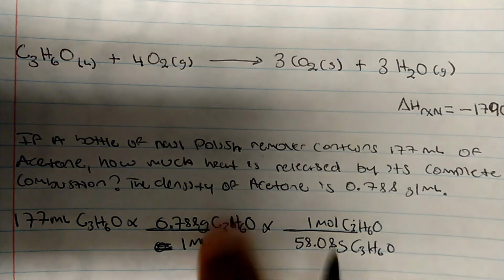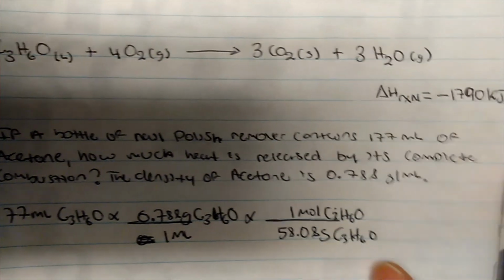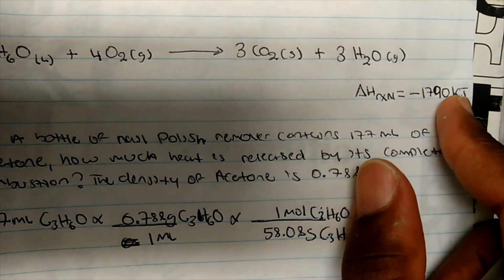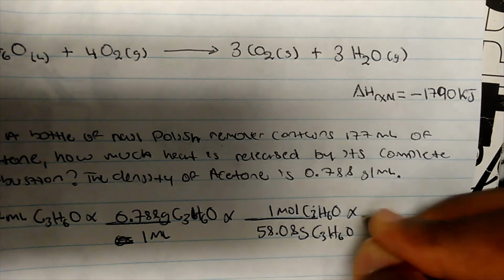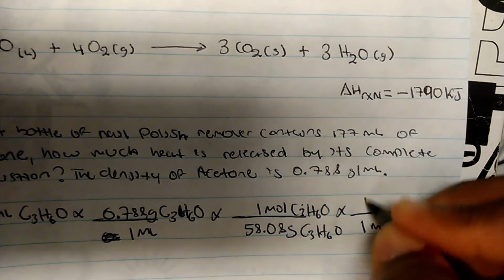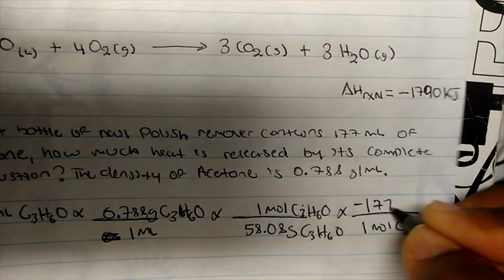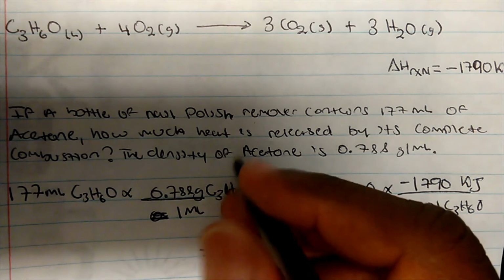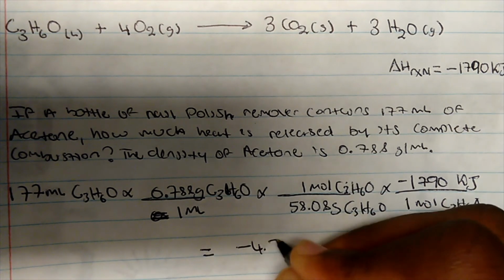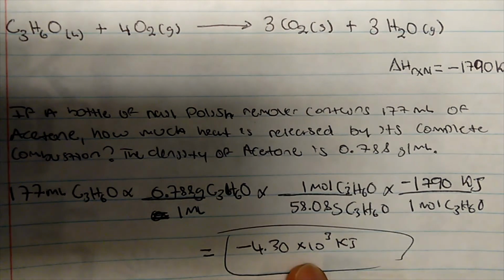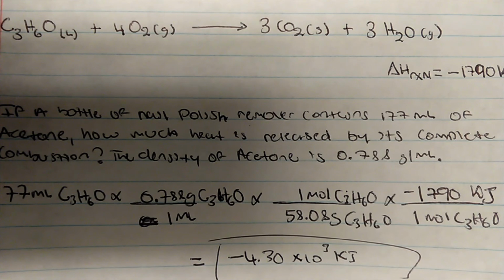So I had to use the molar mass to get to moles of acetone, and from moles of acetone we can get to kilojoules because we know the units of this are actually kilojoules per mole. So for every 1 mole of acetone, I actually get negative 1790 kilojoules. If I plug it into my calculator, I should get about negative 4.30 times 10 to the third kilojoules. Again, our answer should be negative because it's a combustion reaction, it's exothermic.